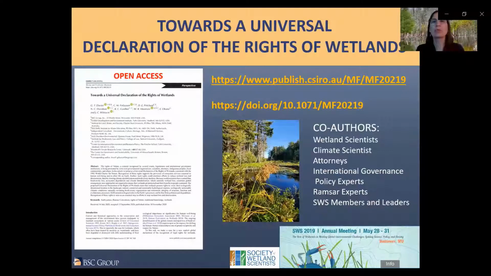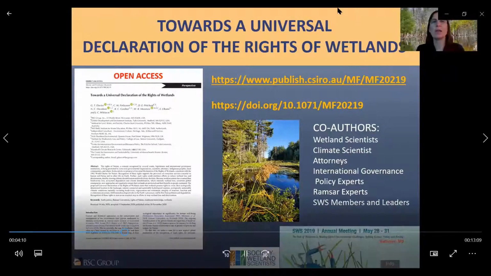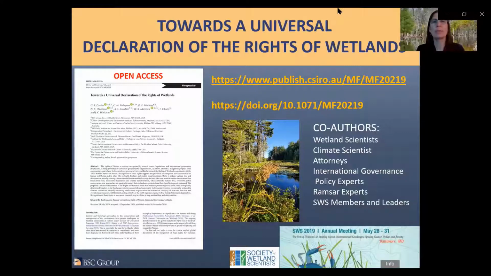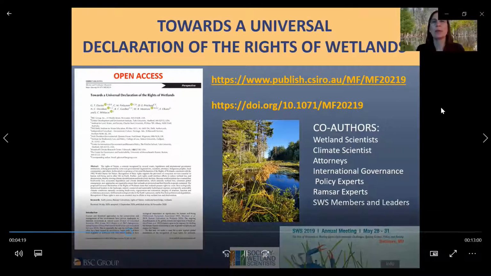We could respond with a call for a fundamental shift in paradigms for the human-wetland relationship, an ethical and legal shift through recognition of the inherent rights of wetlands based on their membership in the Earth community, and as a wetlands-focused response to the rights of nature movement, which is being recognized by several courts, legislatures, and international governance institutions around the world as a way to restore our relationship with nature. More on that in a moment.